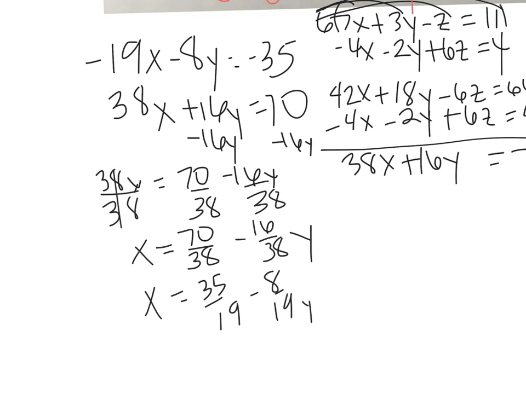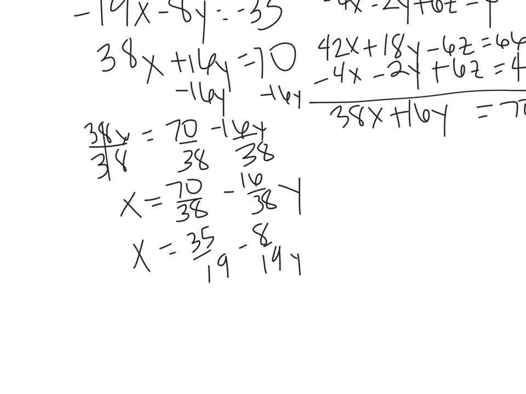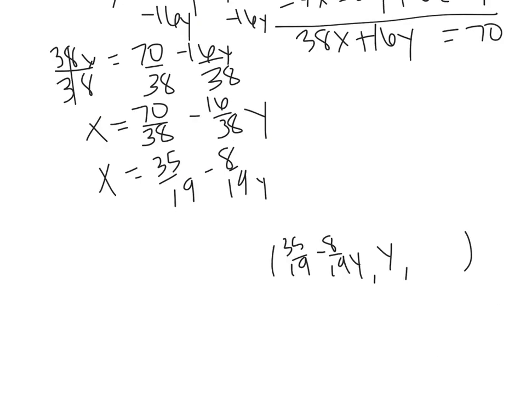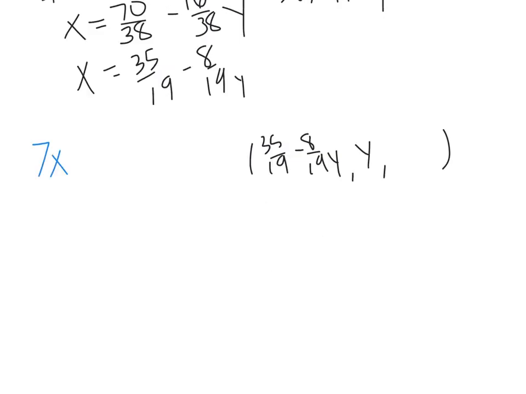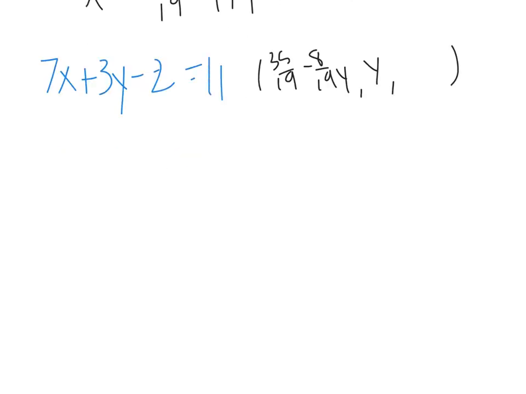I'm actually going to physically put that in the x position. So 35 19ths minus 8 19ths y, comma, y is just going to be y, okay? But I need to find z that's in terms of y. So if I bring down my equation from earlier, I have 7x plus 3y minus z equals 11. So I'm going to plug in this right here in for x.